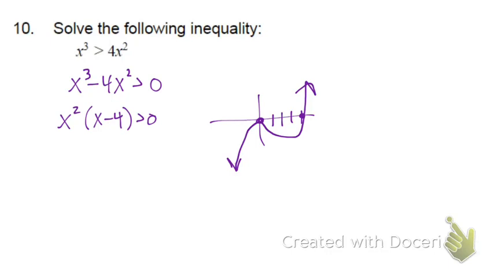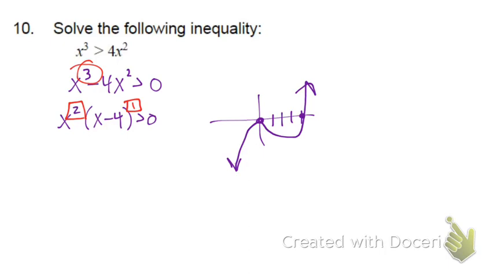Yes? Did you go by the top that it was cubic, or did you go by the bottom that it was cubic? Cubic came from this. And then the multiplicity came from right here. This had a squared, so at 0 it bounced, and this one has a 1, so at 4 it crosses. Anytime it's an odd multiplicity it crosses, anytime it's an even multiplicity it bounces.